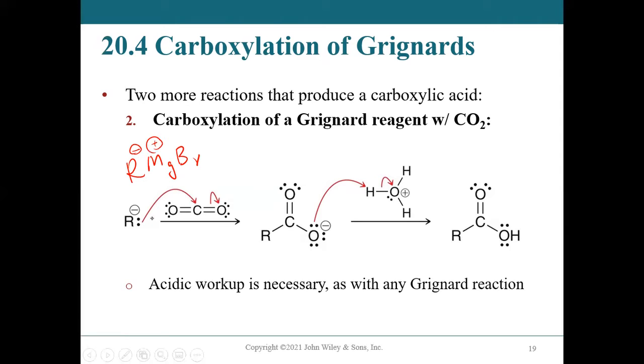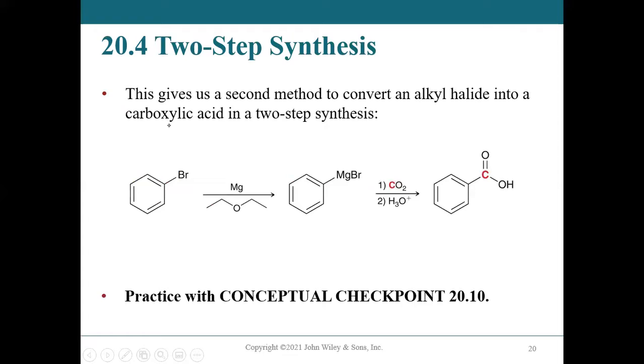So therefore, this can have this reaction, for example, with CO2, adding one more carbon and producing this carboxylate ion. Then the carboxylate ion is worked up with acid, producing the final carboxylic acid. This gives us a second method for converting an alkyl halide into a carboxylic acid in a two-step synthesis.